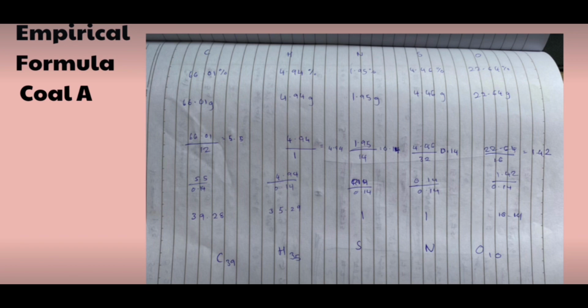Then, we need to divide the mole of each atom by the smallest mole to get the ratio for each atom. And then we round off to the nearest whole number to get the prefix number of each atom in the element of coal, for coal A and coal F.